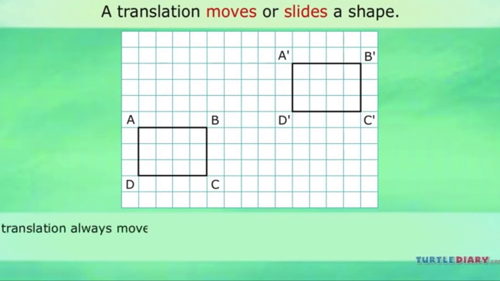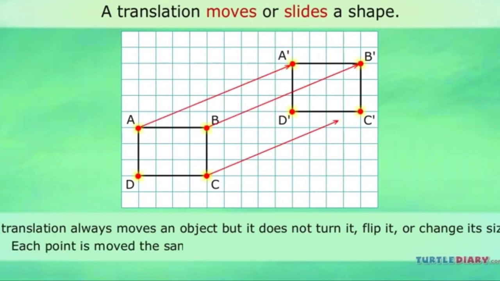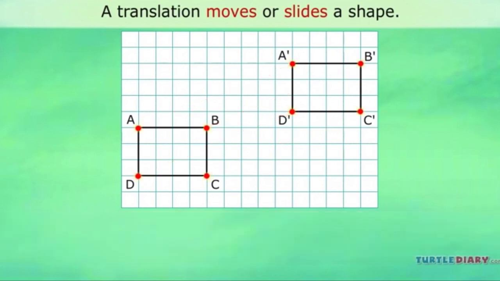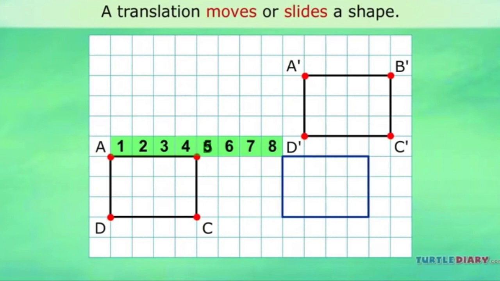A translation always moves an object, but it does not turn it, flip it, or change its size. Each point is moved the same exact distance and in the exact same direction. In our example above, each point was moved 9 spaces to the left and 4 spaces up.